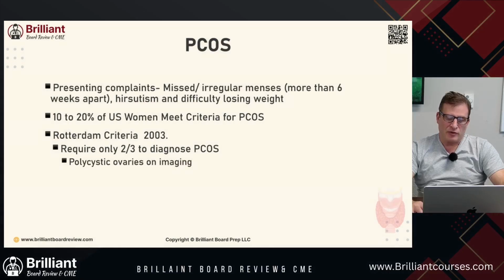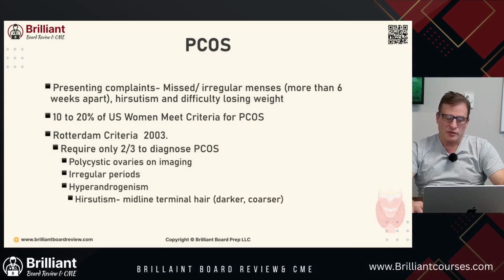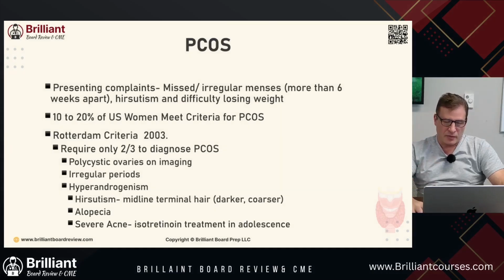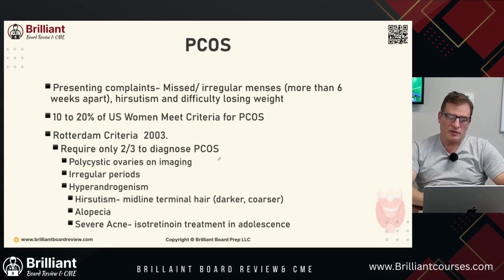Polycystic ovaries on imaging, irregular periods, hyperandrogenism: 2 out of 3 of these. Hirsutism can be midline terminal hair darkening, coarsening hair, and alopecia. Severe acne, with isotretinoin treatment in adolescents. The change is that you do not have to get polycystic ovaries on imaging. You can get anti-Mullerian labs that show elevation of anti-Mullerian hormone.